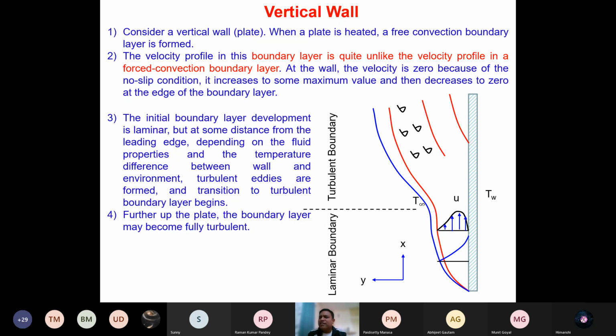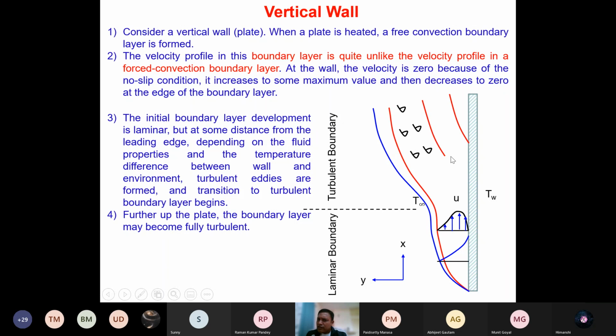Initially, let's assume the fluid is in a stagnant position. The fluid is not moving, unlike forced convection where the fluid is moving because of a mechanical force, isn't it? In this case, the fluid is not moving. This is the free stream fluid. You can see here the velocity is 0.